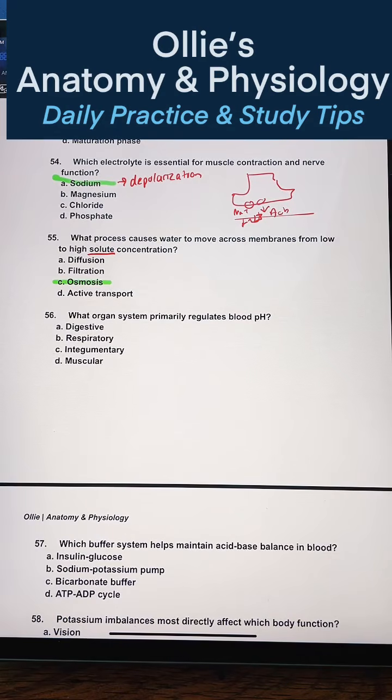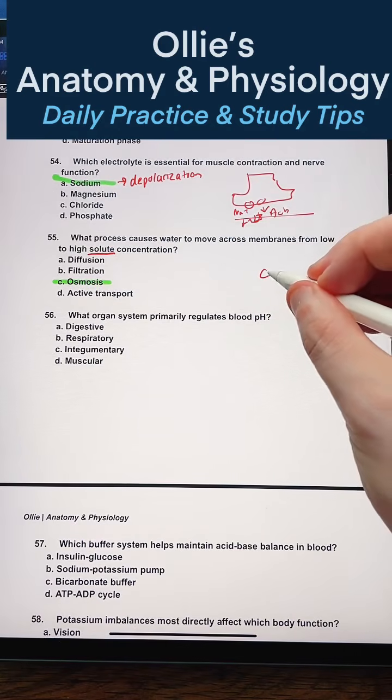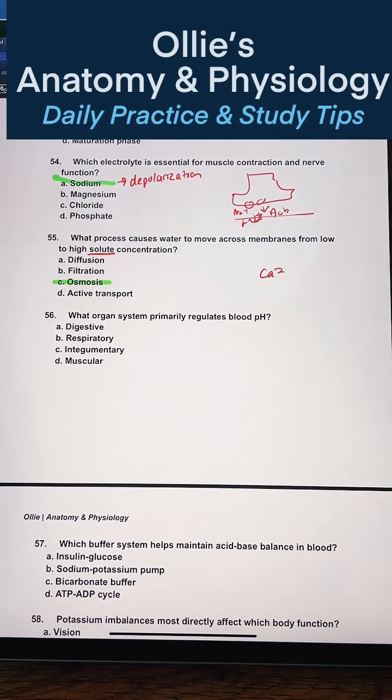Let me explain the muscle contraction real quick with calcium, and we'll explain osmosis. When it comes to muscle contraction and calcium, the vesicles at the motor neuron are going to release acetylcholine, and then calcium is going to bind to troponin, removing tropomyosin from the active sites on actin, which causes the muscle contraction.